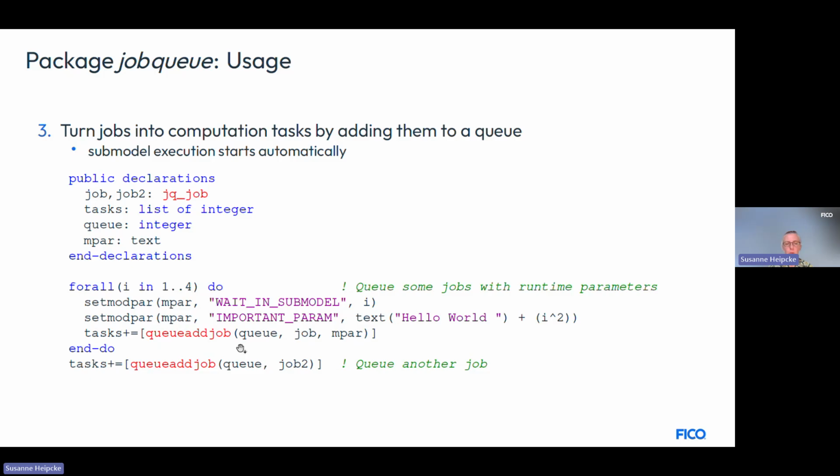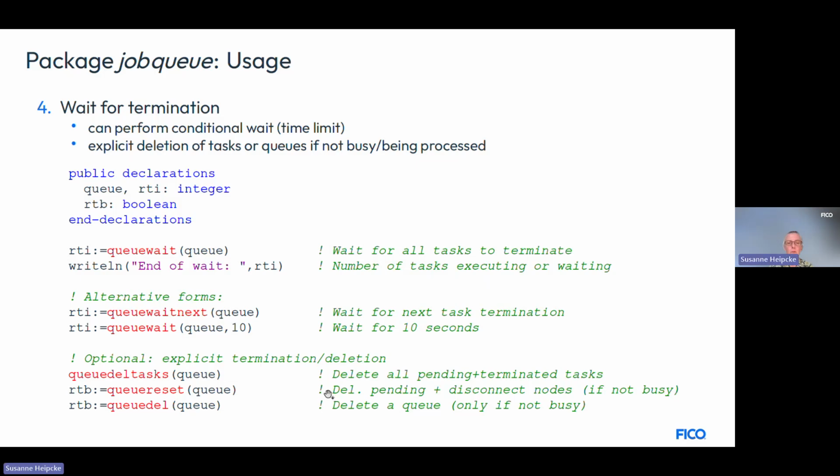So I have my queue, which was step 1. I'm putting jobs into this, and with this I'm creating a task that is now on the queue. And by putting it onto a queue, its execution, if this instance is free, will immediately start. And then I just need to wait for these queues to finish, or well, get the next.